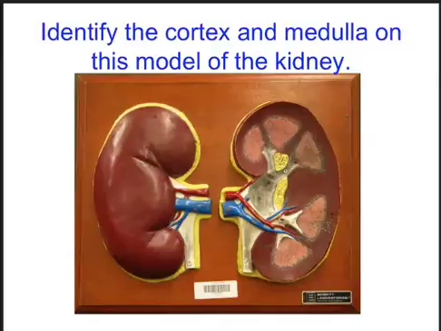Okay, our first model is asking you to identify the cortex and the medulla on this model of the kidney. So the cortex is going to be the layer that lies just underneath the capsule and superficial to the medulla. So here, it's this dark area that I'm tracing right now with the pointer. Okay, this is cortex. Now, where is the medulla? The medulla is this underlying layer where the renal pyramids are. So the area that I'm tracing around here, this would be medulla.